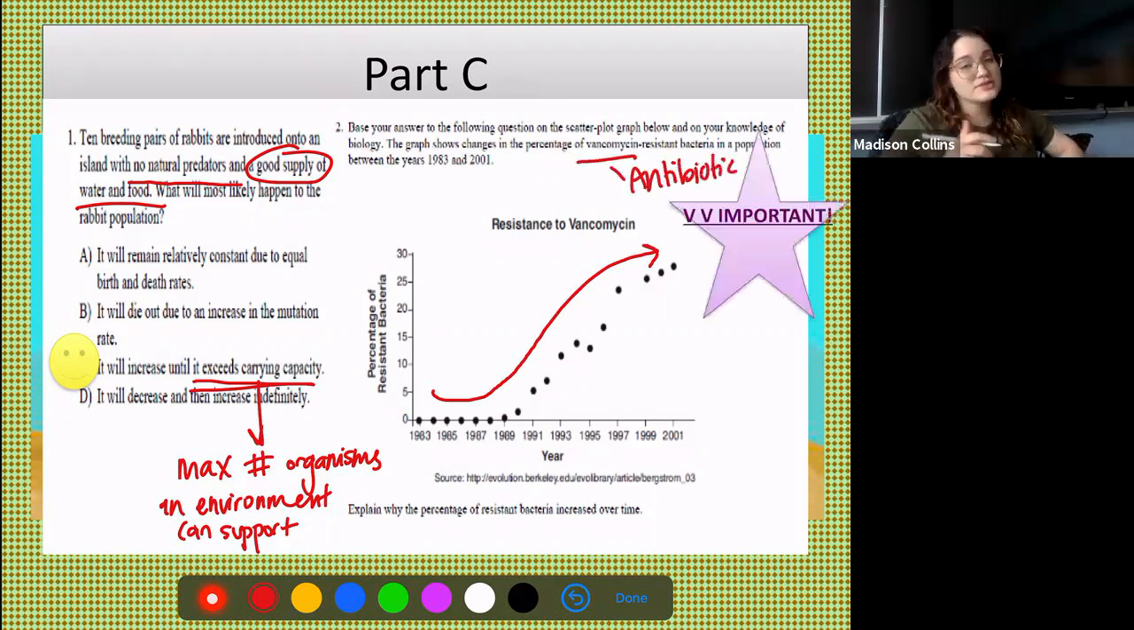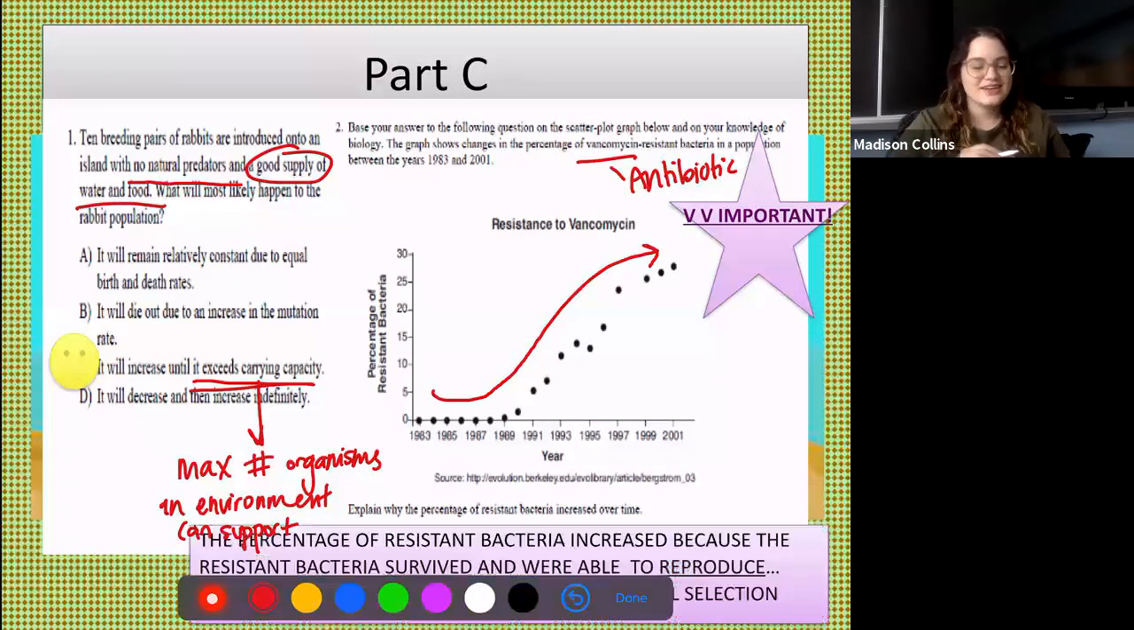Right. I will also note, this question is super, super important. You will likely see a question very similar to, if not identical to this question on your Regents. There's always a question about antibiotic resistance over time. So why did this resistant bacteria increase?